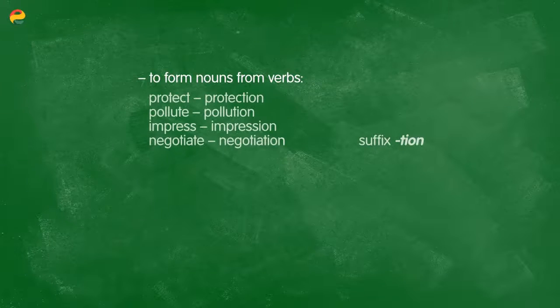And finally, we have the tion, or the sion, ending. This is used to form words like pollution, from the root verb pollute, or protection, from the root verb to protect, as well as impression, from the root verb to impress, and negotiation, from the root verb to negotiate.